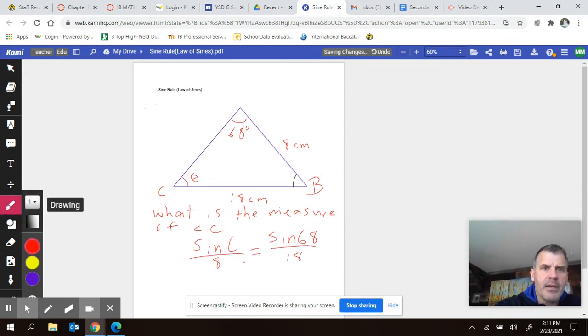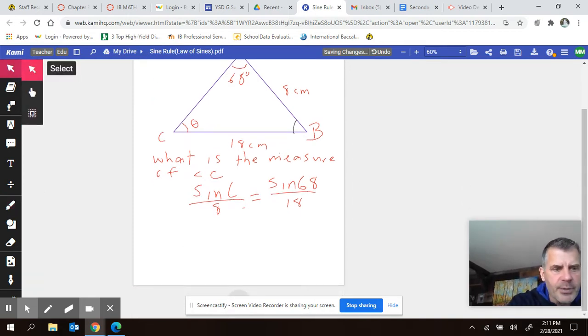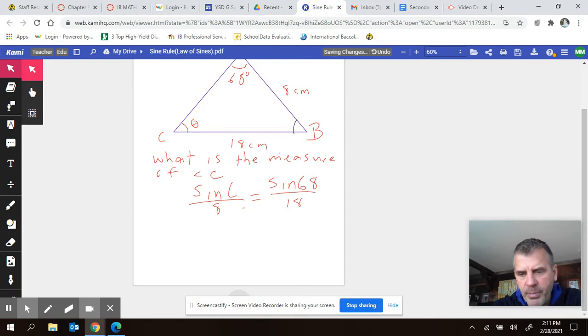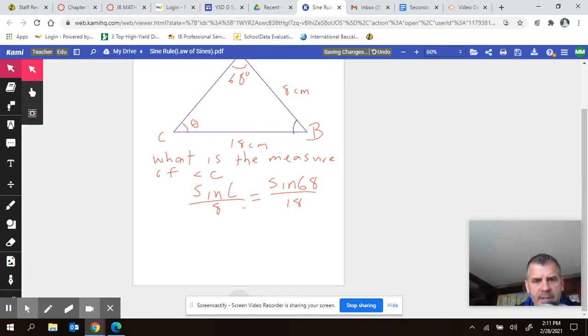Let me get A back in there. That must have gotten erased. And now what we can do is use our good old algebra, in this case, cross multiply and divide, and then some trig stuff to simplify. Have your calculators ready to go. Make sure your calculator is set to degrees. So when we do this, it's much simpler and quicker.